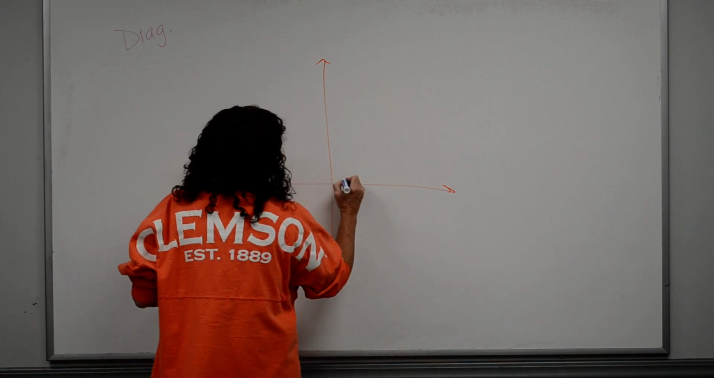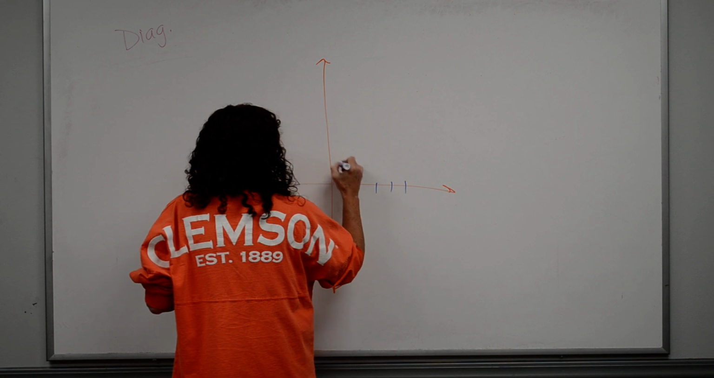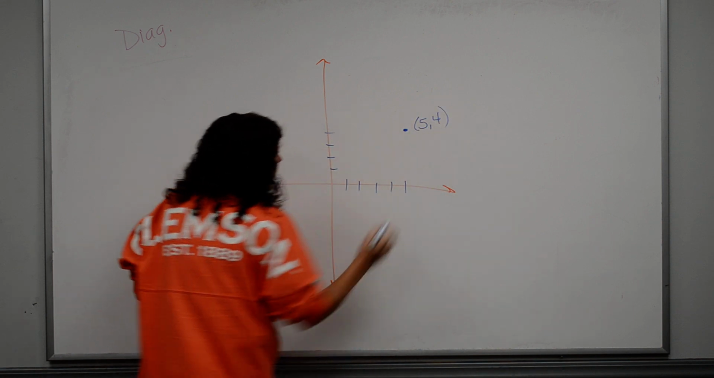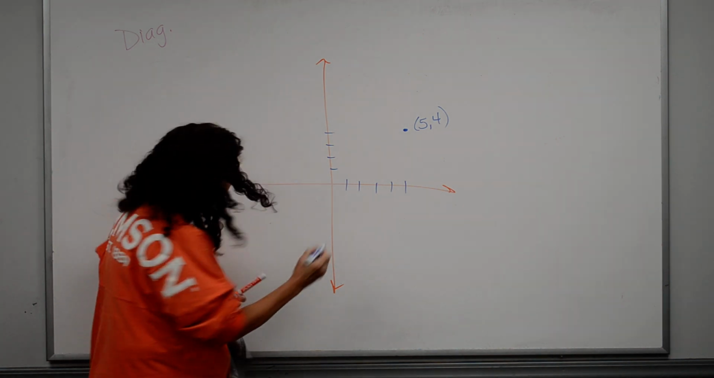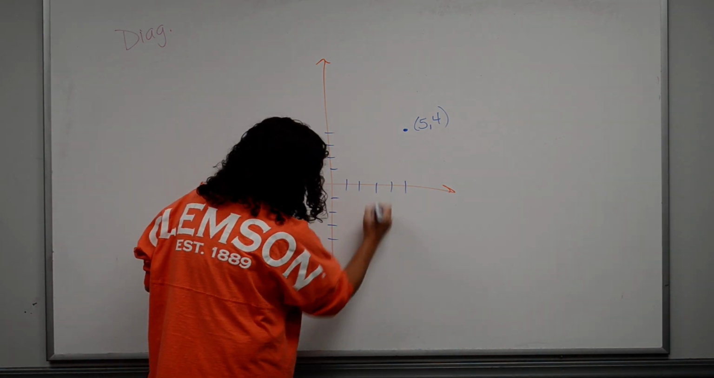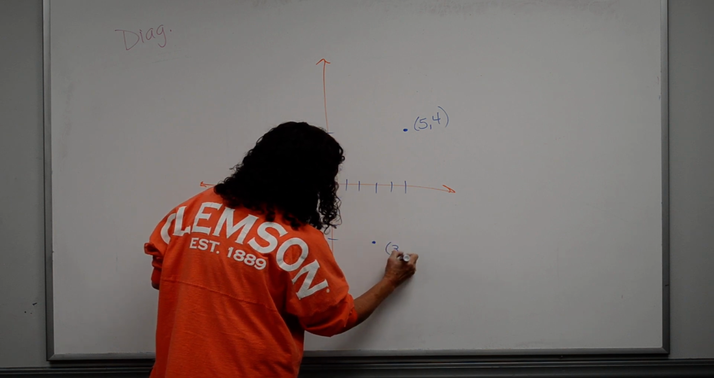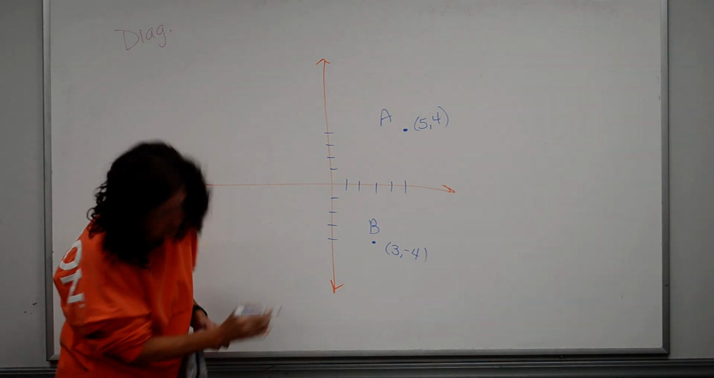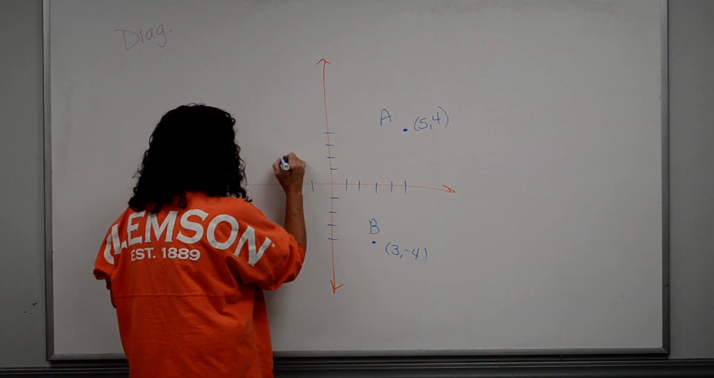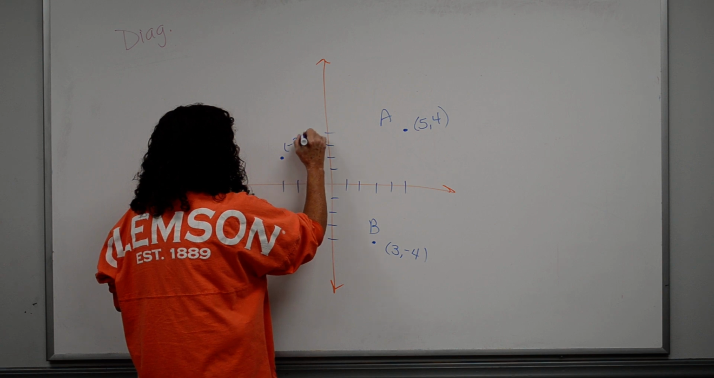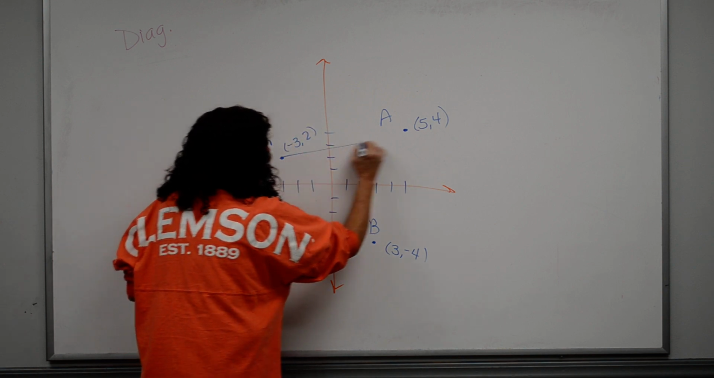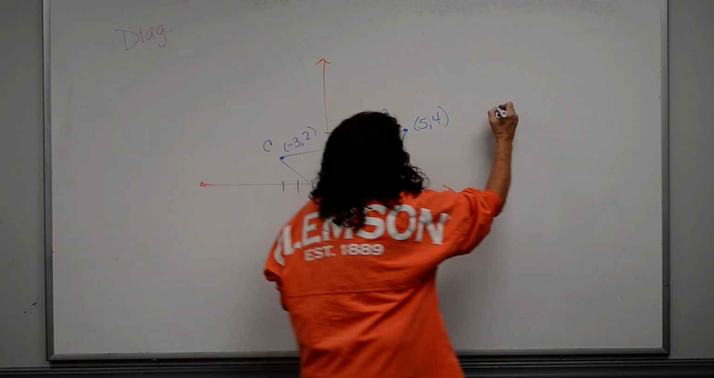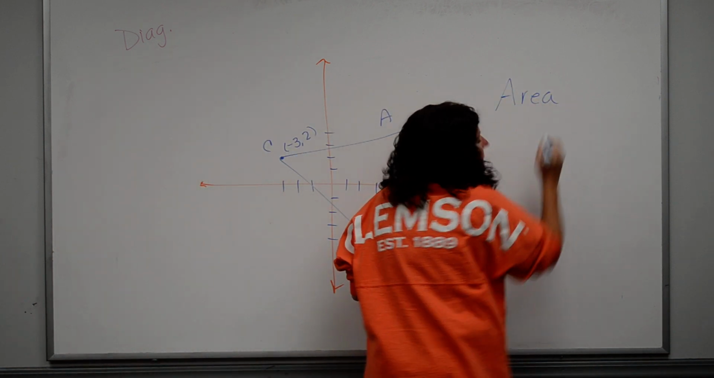And I have 5, 4. And I have 3, negative 4. Call that A, B. And I have negative 3, 2. And I go, all right, give me the area of this triangle.